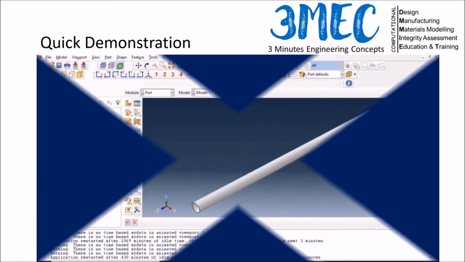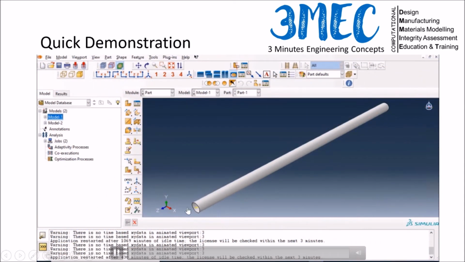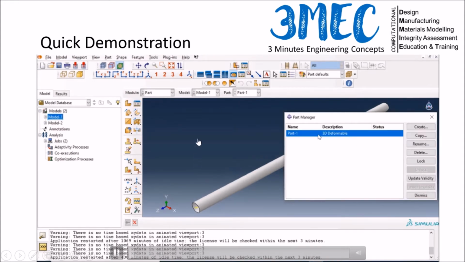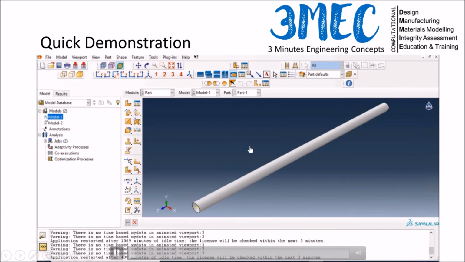Initially, I will start with this pipeline. What I did was create an extruded shell structure. I created this circle, and then I extruded along this direction. It could be in the positive or negative direction depending on that. So that's what I'm trying to show you here.